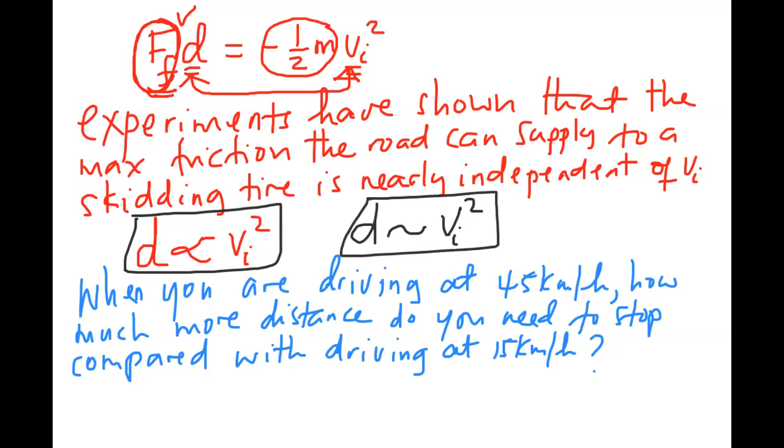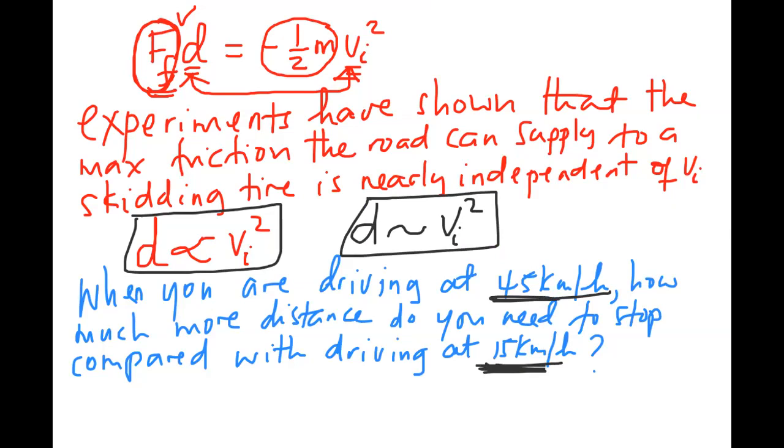Using this important idea or result, when you are driving at 45 kilometers per hour, how much more distance do you need to stop compared with driving at 15 kilometers per hour? One thing you should see here is that the speed is tripled. If you compare the original speed and the new speed, the new speed is 3 times the old speed. So what will happen to the stopping distance?